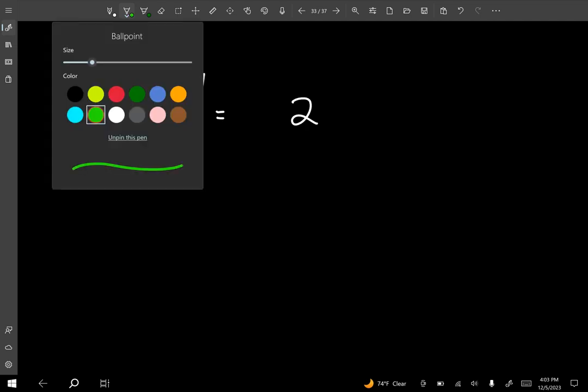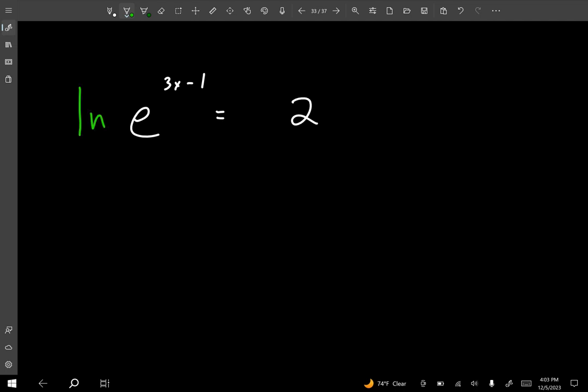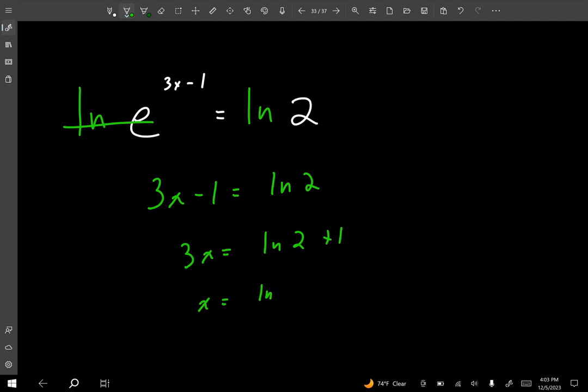Okay, so natural log, both sides. Cancels. 3x minus 1 equals natural log of 2. I have no idea what that is, so I'm going to leave it alone. I'm going to add 1 to both sides, and I get natural log 2 plus 1. Divide both sides by 3, and I get all of this stuff over here, all divided by 3.